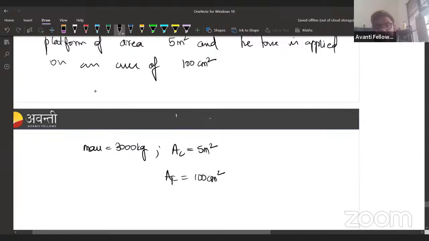Let me convert it into meter square real quick. Or what I can do is convert this into centimeter square. You can do either. 1 meter is equal to 100 centimeter, right? So 1 meter square, squaring both sides, will be equal to 10^4 centimeters square. So just multiply with it, 10^4 centimeters square. Now, what should be the force applied here, F?